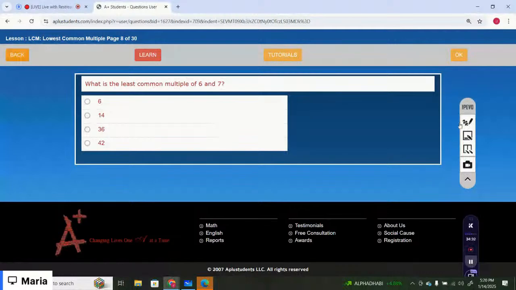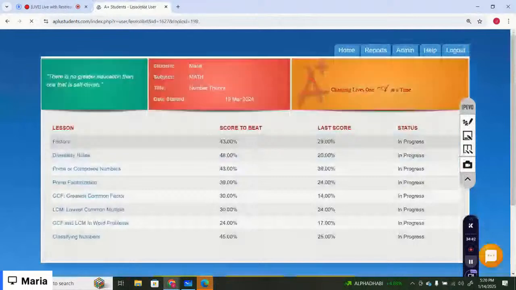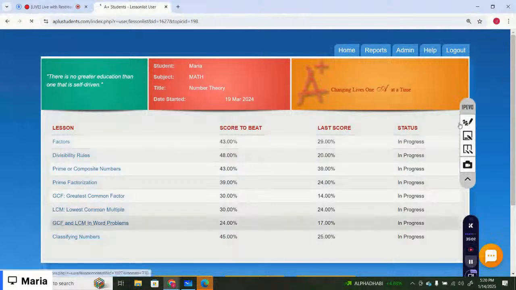Okay, you can complete the lesson by yourself later today. Let me just move on to the next lesson. The next lesson is GCF and LCM in word problems.